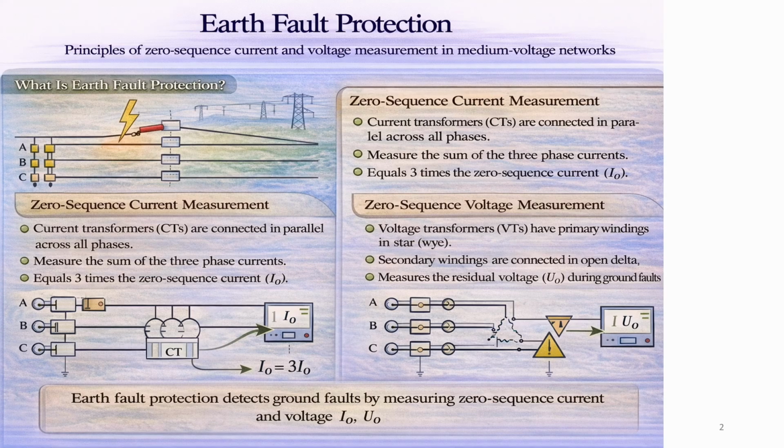This figure illustrates a typical measurement scheme for zero sequence current and voltage. Phase conductors A, B, and C, with current transformers for residual current measurement. Voltage transformers connected in open delta for residual voltage measurement. Earth fault protection detects ground faults by evaluating these residual quantities.